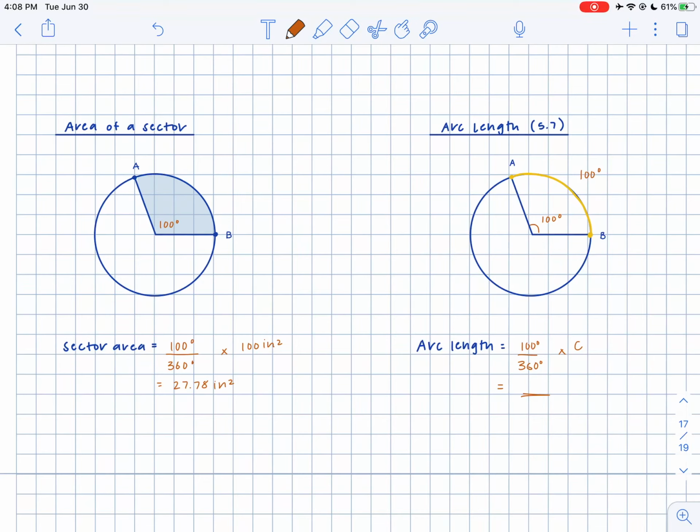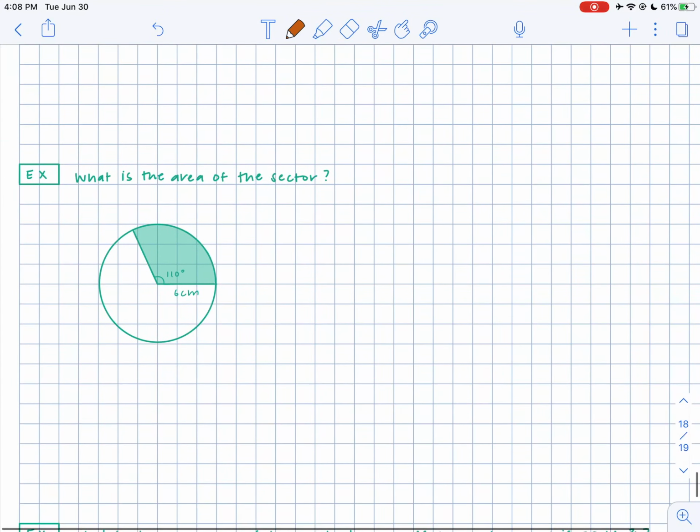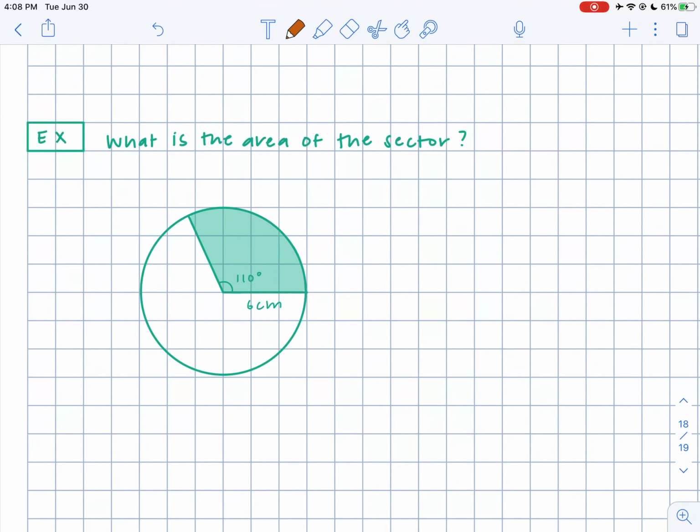Because the sector only makes up a fraction of the area and the arc length only makes up a fraction of the circumference. So let's look into an example. What is the area of the sector? Well, first we have to write, what did we need? Area of the sector. We needed some fraction over 360 degrees, where the numerator was the measure of the arc.